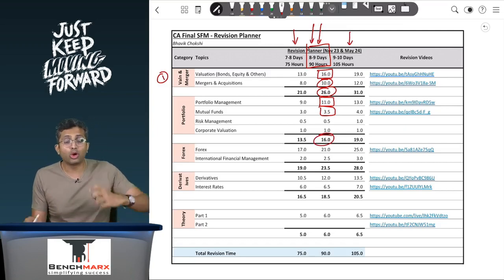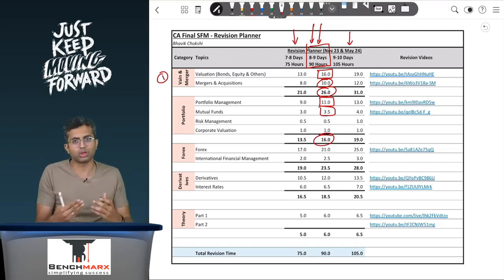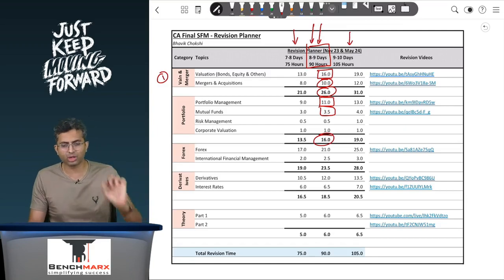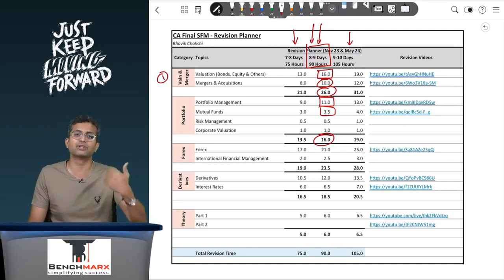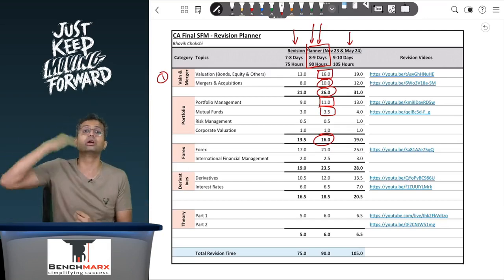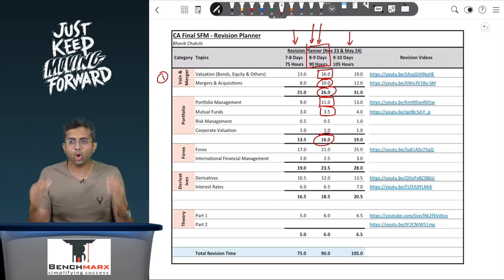Next, you move on to the slightly heavier topics of foreign exchange, as well as international financial management. First, finishing off foreign exchange. This is undoubtedly the most important topic within all your SFM topics.